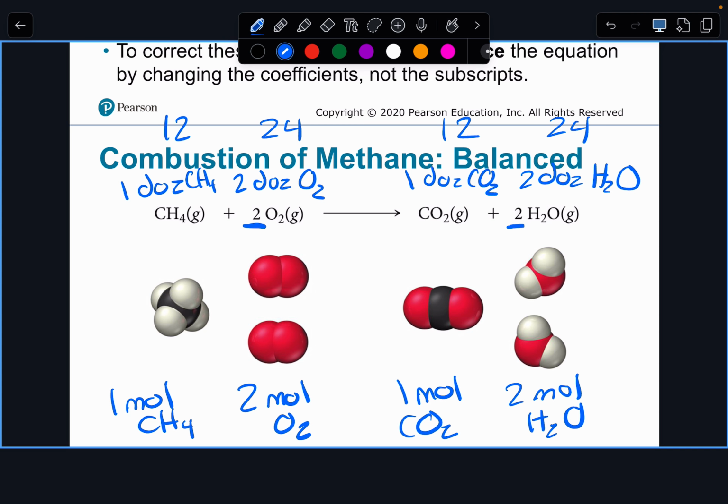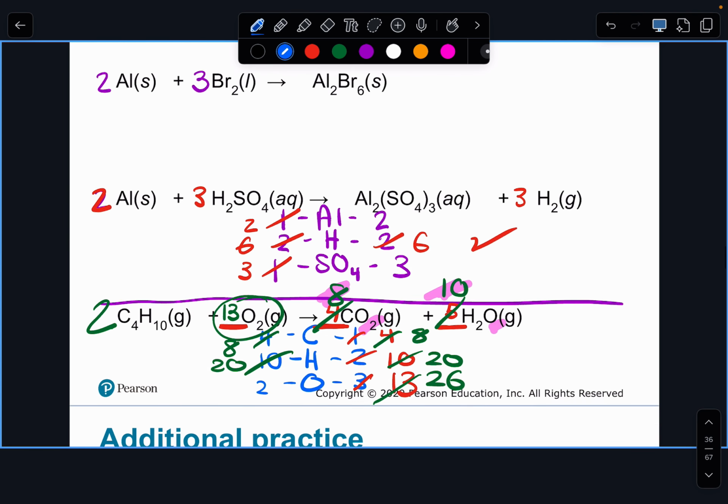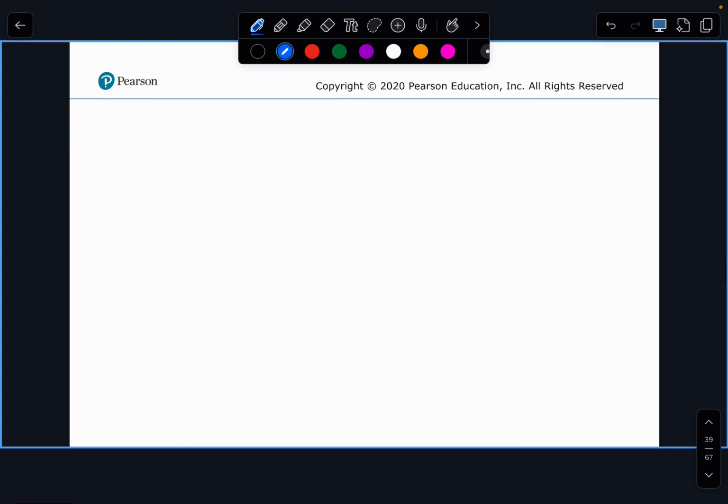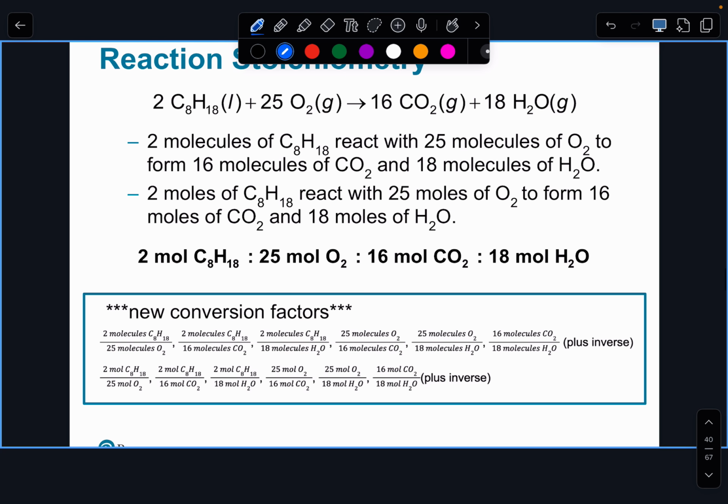So what we need to do now is figure out how to do calculations with those mole ratios. So stoichiometry is this weird word. It basically just means doing a calculation using the mole ratios from the balanced equations.